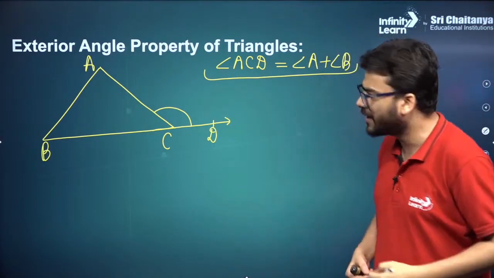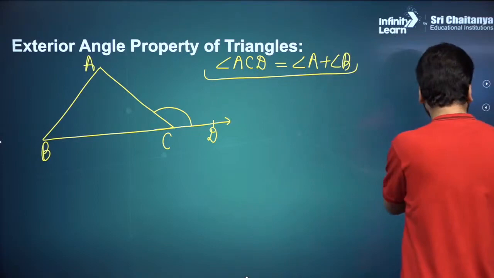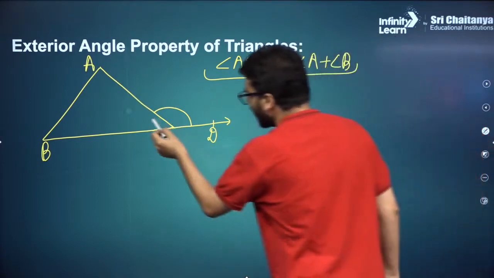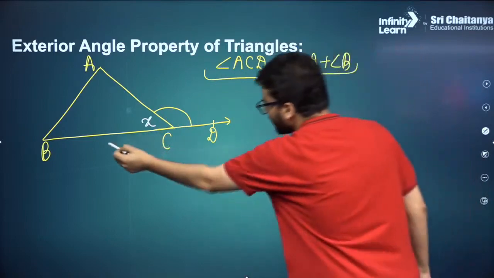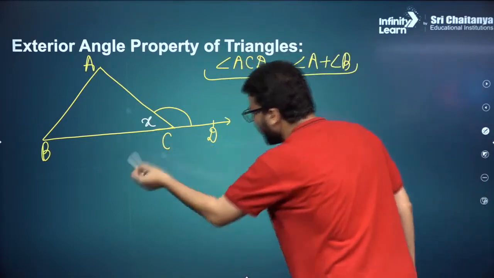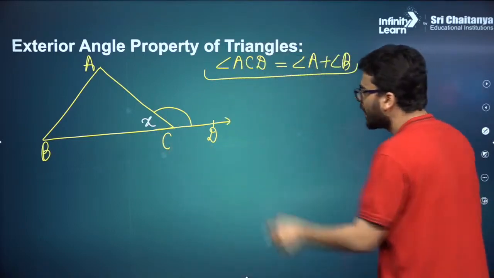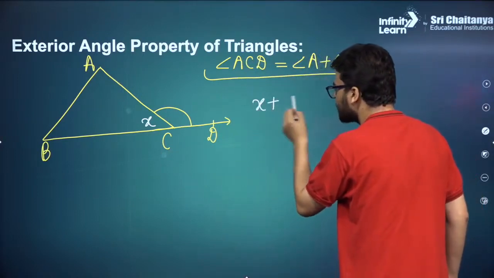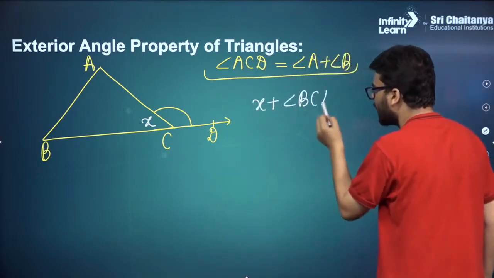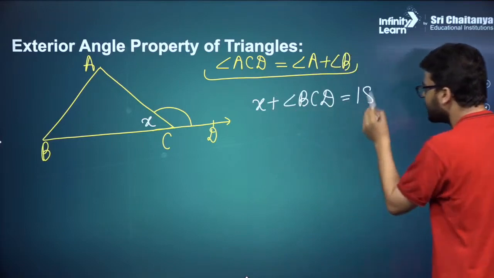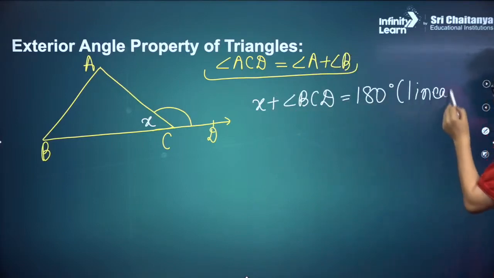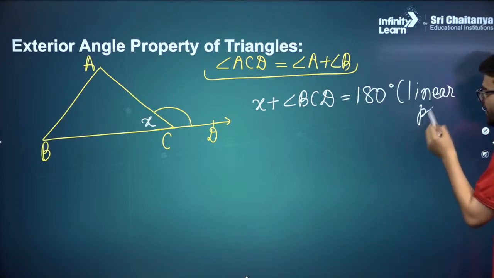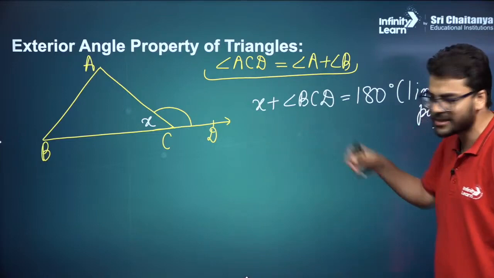Now the proof is very simple. Suppose I am naming this angle x. You see, this is a straight line because you are extending the side BC of that triangle. So can I not say that angle x plus angle BCD is equal to 180 degrees? Because they are forming a linear pair, guys. Do you agree with me? They are forming a linear pair because BCD is a straight line.